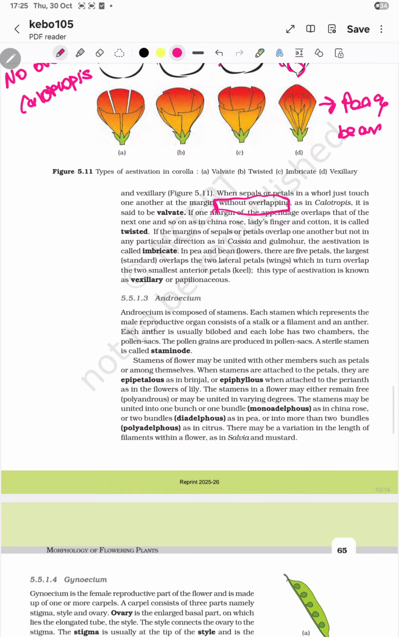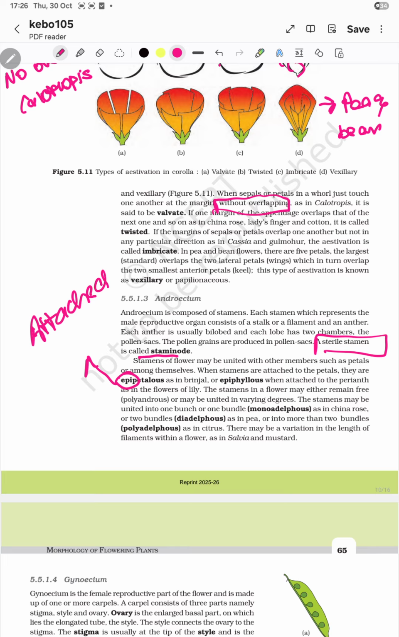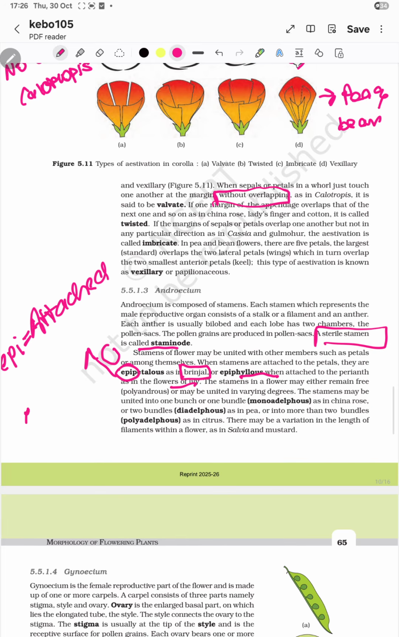Now, what is the staminode? Staminode is a sterile stamen. So you have to remember, again, you have epipetalous, epiphyllous. But now there's a difference. Epipetalous means stamens are attached to the petal. Epi always means attached. You can remember it like that, because otherwise remembering too many examples gets too confusing. So example of epipetalous is brinjal. Example of epiphyllous is lily. Perianth. Epiphyllous: the stamen is attached to the perianth.